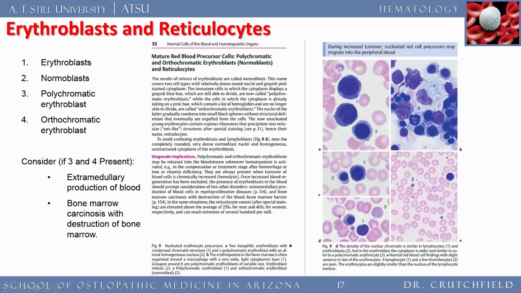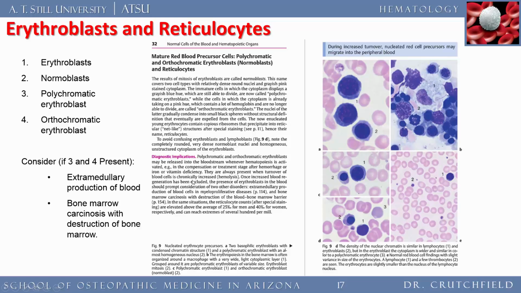So now we get these orthochromatic erythroblasts. The nuclei later gradually condense into small black spheres without structural definition, and they're eventually expelled from the cells. So they kick out their nuclei, spit them out, and then we get these enucleated young erythrocytes. And if they're too young, they're going to come out and you're going to see that little bit of reticulocyte in them, where you can see that little tiny condensed spot of RNA.